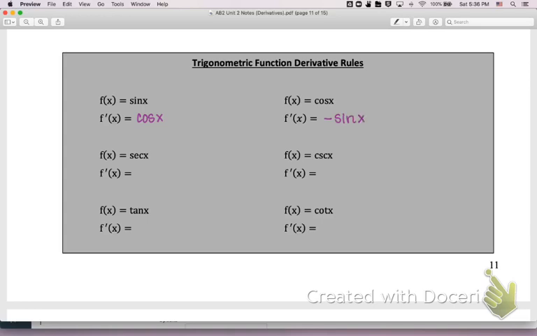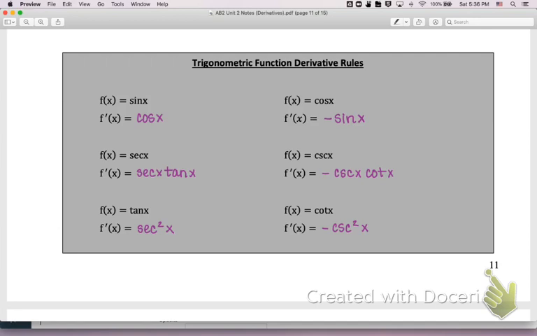The other ones are not that hard to remember, but they're not as straightforward as those. The derivative of secant of x is secant x tangent x, and the derivative of cosecant is negative cosecant x cotangent x. You're definitely going to want to put these on flashcards so that you can get these rules memorized. The derivative of tangent of x is secant squared of x, and the derivative of cotangent of x is negative cosecant squared of x.